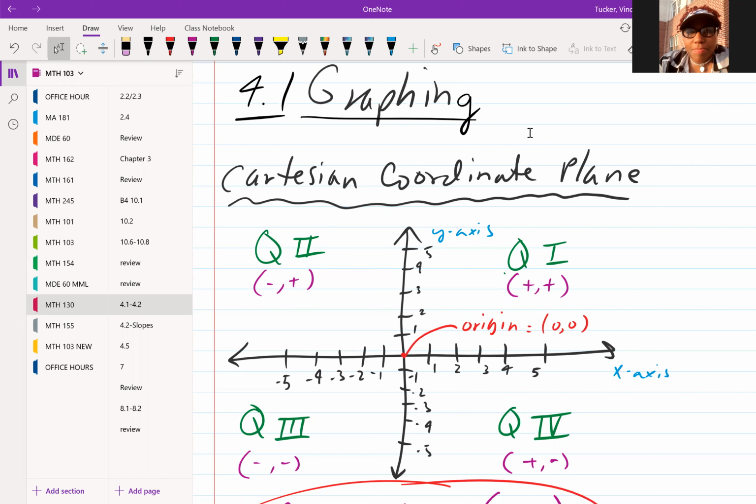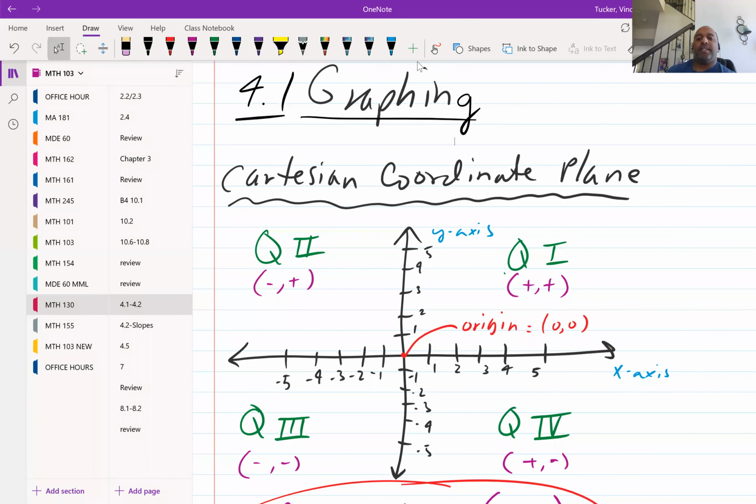Who are we starting with today? 4-1. Yep, 4-1. Last week we didn't do anything new, but the week before we closed out chapter 10. It goes chapter 2, chapter 3, chapter 10, then chapter 4. So that's where we are now. Chapter 4 is graphing, so we will be graphing on what we call the Cartesian coordinate plane.